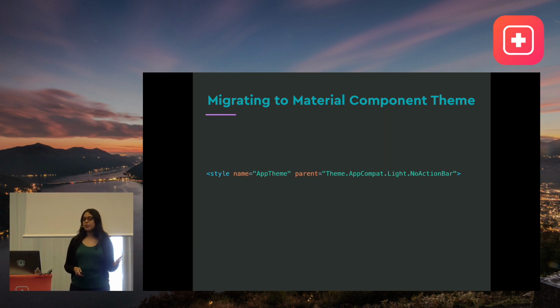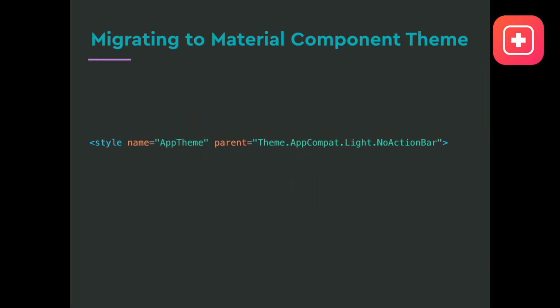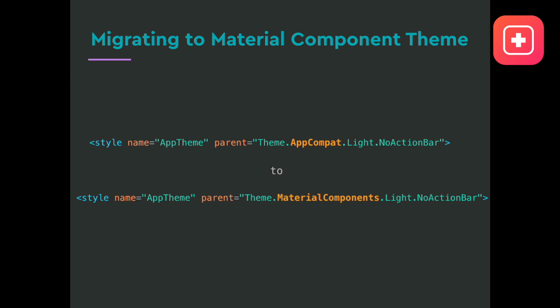Your app probably has something like this, where it's inheriting from Theme.AppCompat.Light.whatever, and all you have to do is change it to Theme.MaterialComponents.whatever. So you basically want to swap out AppCompat with MaterialComponents. And that's just one line of XML change, and now your app is inheriting from the material components theme. That's it. This talk is over. Goodbye. Well, this is Android development.